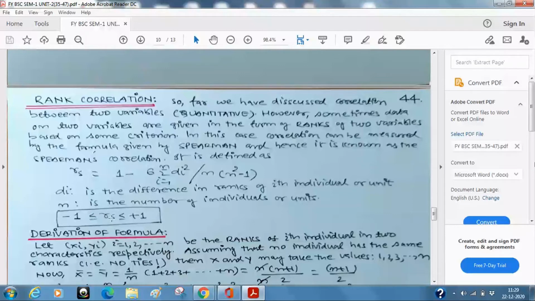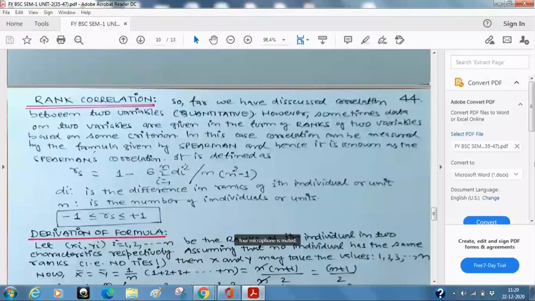And Rs equal to plus 1, just imagine, what does it mean? All this term goes to 0. Only then it will be plus 1. When will this term go to 0? N will never be 0 because it is the number of individuals. This will become 0 when di is 0. But what is di? Di is xi minus yi. If xi is equal to yi, that means the rank by the first judge is the same as the rank by the second judge, so the difference is 0. In that case this di goes to 0, and the expression remains 1.